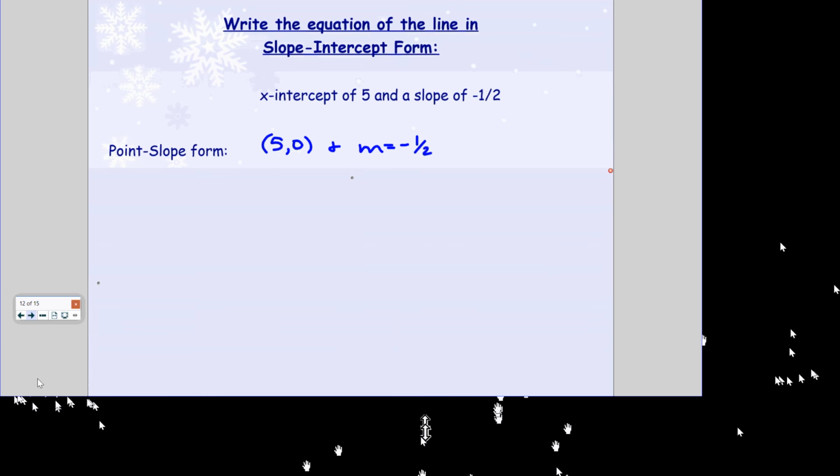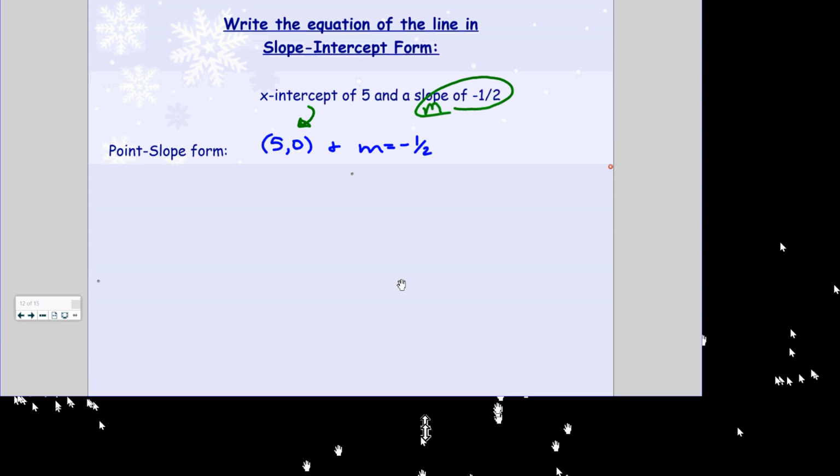Okay. Oops, I didn't mean to reveal that, but here's our next scenario. Write the equation of the line in slope-intercept form, given an x-intercept of 5 and a slope of -1/2. So I probably should have had this covered up, but we've already talked about it anyways. Remember, an x-intercept of 5 is really just the point (5, 0), and a slope of -1/2 can be written as m equals -1/2. So you can clearly see we have point slope form given to us.